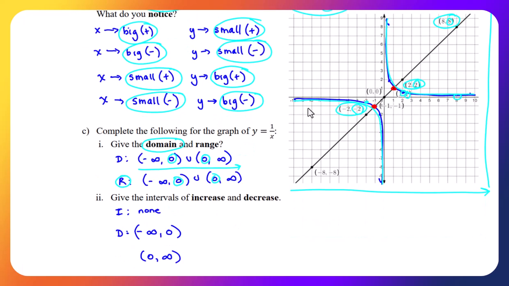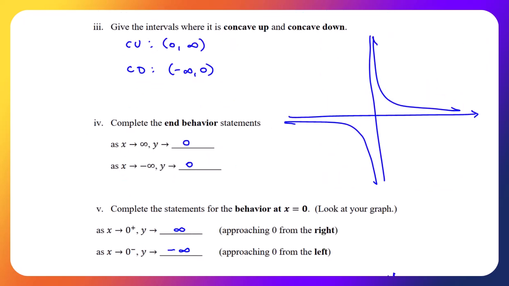From left to right, if you look at it, the y values are always decreasing, but there's a jump from this part of the graph to this part of the graph. So from here to here it's decreasing, and from here to here it's decreasing. We can't say the whole thing is decreasing in one interval. We have to break it up into two intervals.